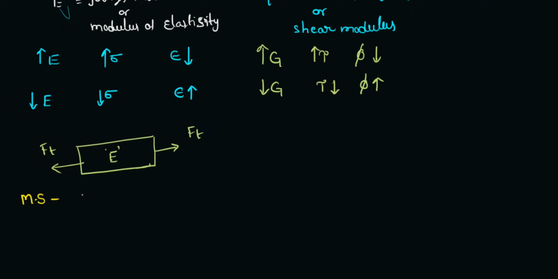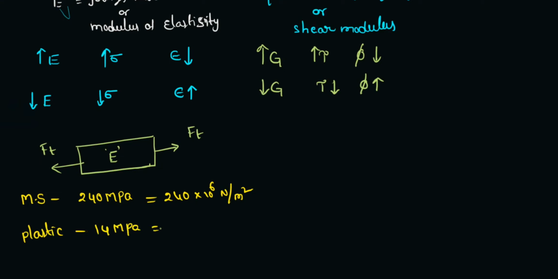For mild steel, we approximately take 230 to 250, say 240 megapascal. What does that mean? A stress of 240 into 10 to the power of 6 Newton per meter square is the bearable stress of mild steel. If you take plastic, it is only 14 megapascal, which means 14 into 10 to the power of 6 Newton per meter square. That is the same relation I spoke of just now.